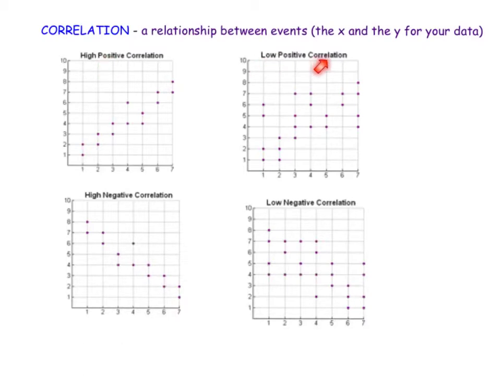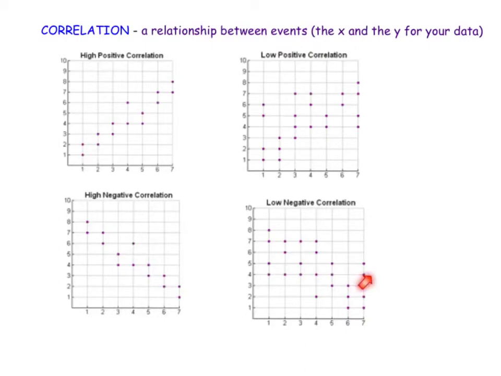Unlike this one. Here we can still see that there's a positive slope, but our plotted points are not close together. They're spread out more. So the closer they are together, the higher the correlation. The further they're spread apart, the lower the correlation. So this would be an example of a high negative correlation because the slope is negative, and a low negative because it's still going down, sloping down, but the points are further apart.